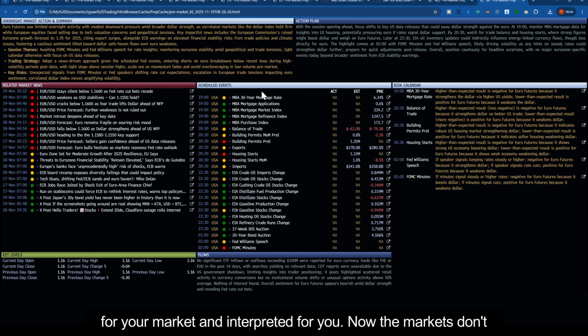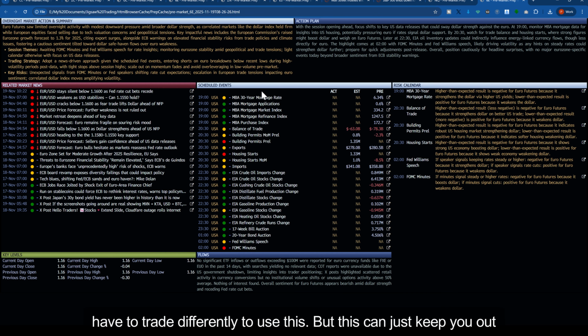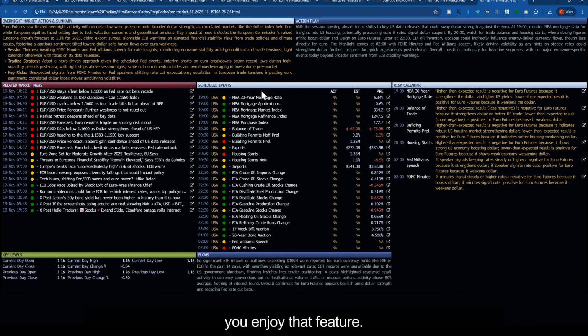Now the markets don't always react in the same way each time. These are typical reactions, and so do confirm any trades you take to make sure that the reaction is playing out as expected. And like I say, you don't have to trade differently to use this, but this can just keep you out of a lot of trouble if you are just a technical trader. Anyway, I hope you enjoy that feature.